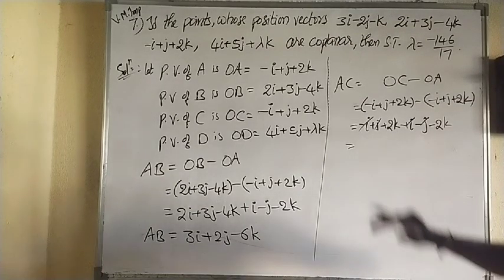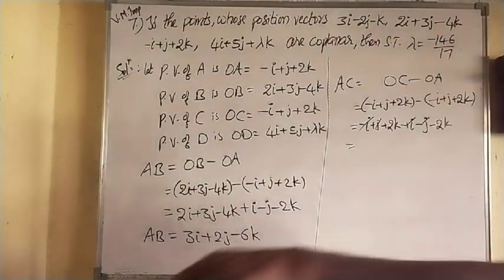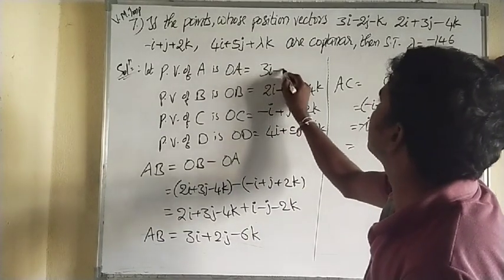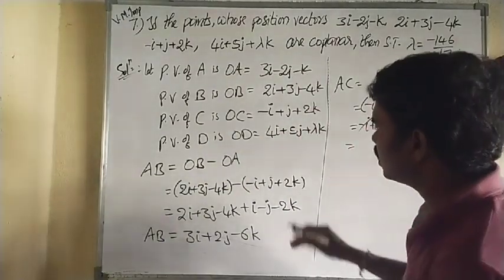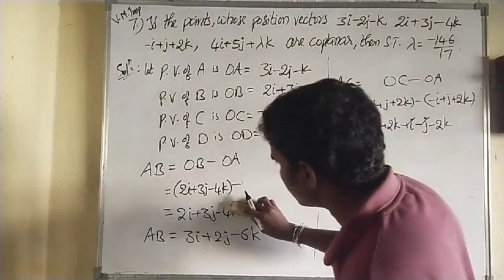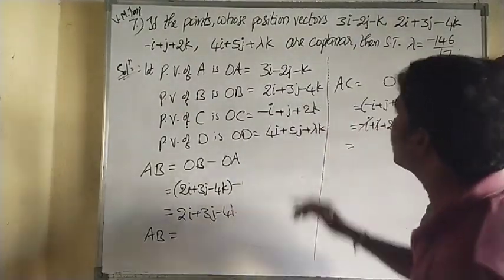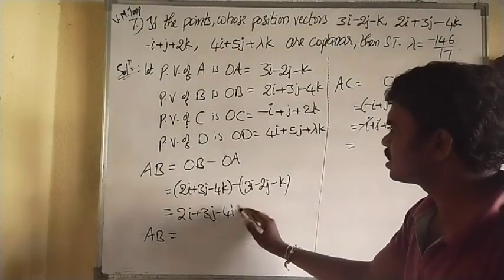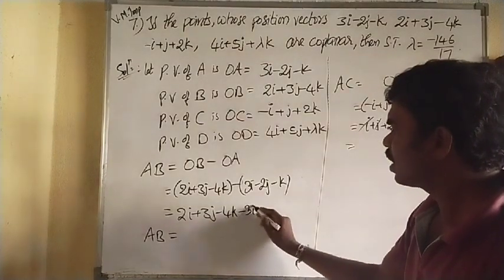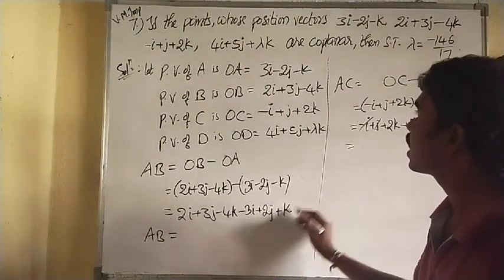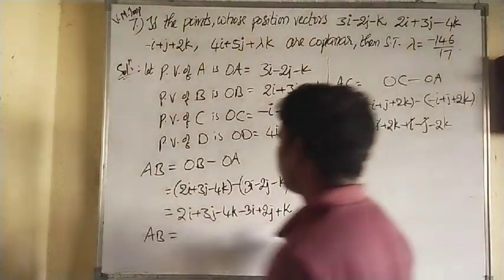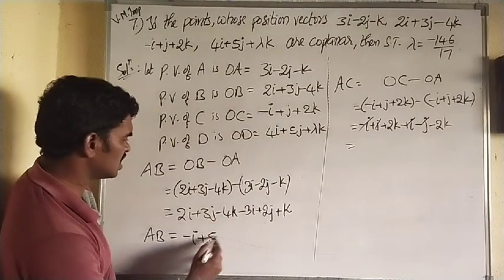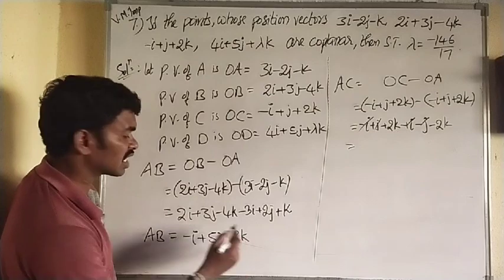Sorry, the first vector is 3i minus 2j minus k. I'm very sorry, the first one is wrong, please change it to 3i minus 2j minus k. Then here also we get it wrong. So what do we get? OB minus OA: 2i plus 3j minus 4k, minus 3i plus 2j plus k. We can simplify this: 2i minus 3i is minus i, 3j plus 2j is plus 5j, minus 4k plus k is minus 3k.